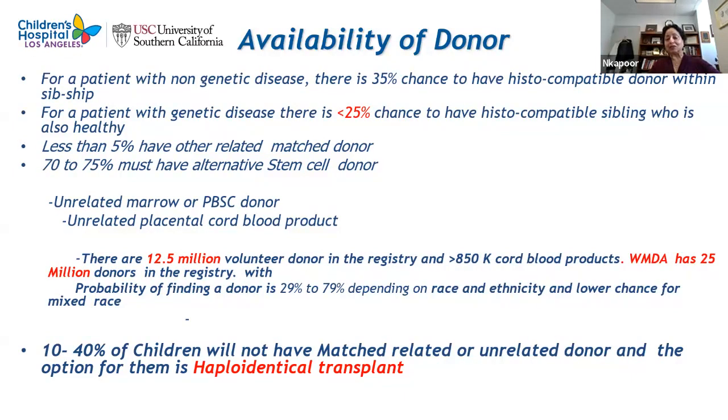And the probability of finding a donor, even with all that number, is somewhere between 29 and 79%, depending on the race we are dealing with. For Caucasians, there's a higher chance of finding a donor. But if I was dealing with an African American, there's not going to be as good a chance of finding a donor in the registry. That means 10 to 40% of children who are candidates for transplantation do not have a matched related or unrelated donor. In those cases, we can give a half-match transplantation. That has been my love for a long period of time, and we have been doing these types of transplants since 1980.